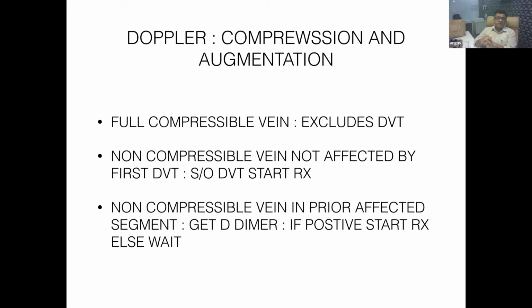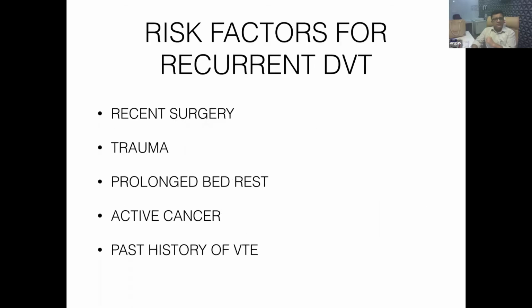On compression ultrasound Doppler, we look for full compression in the vein. If the vein does not have any thrombus, it is fully patent, then it excludes deep vein thrombosis. If it is a non-compressible vein, not affected by DVT in the initial time, then it is suggestive of deep vein thrombosis. We should start the treatment. If it is a non-compressible vein in the previously affected segment, we should go for a D-dimer or clinical correlation. If it is positive, then start treatment or else wait for some time.